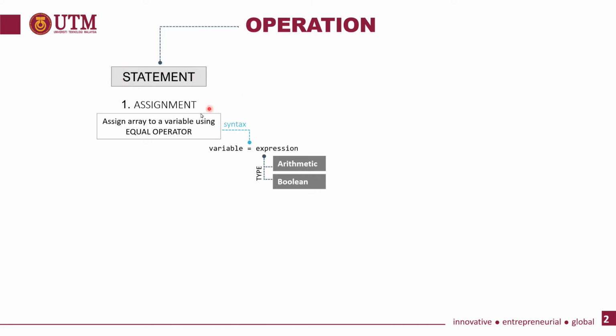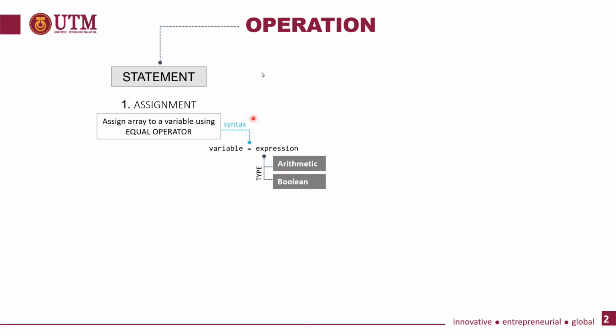So inside a statement, the first one is the assignment. So in assignment, it is used to assign array to a variable using equal operator. So assignment is actually like an initialization of a variable, where a variable will be initialized with an expression. Either it is arithmetic, which is a number, or an array, or a character. So it depends on your problem, and also a Boolean type. So a Boolean type is actually like a logical input, either it is 0 or it is 1.